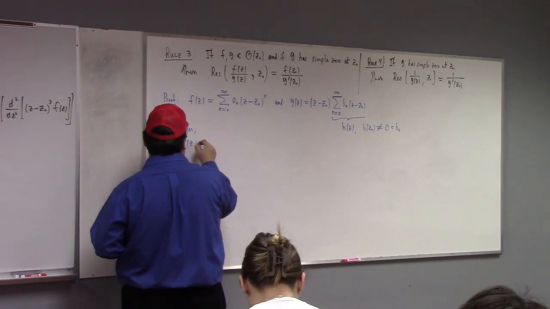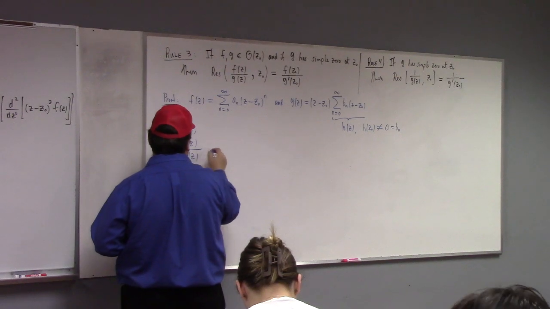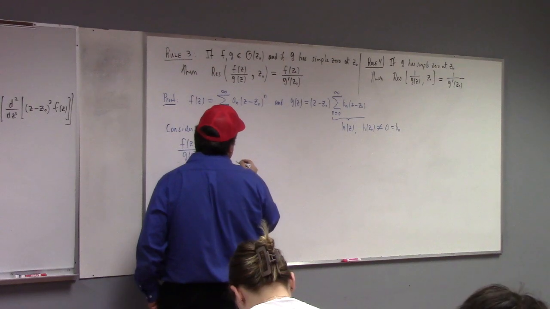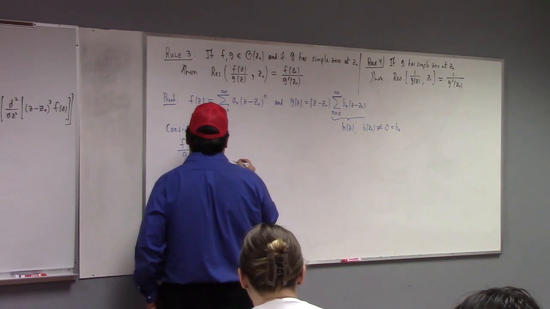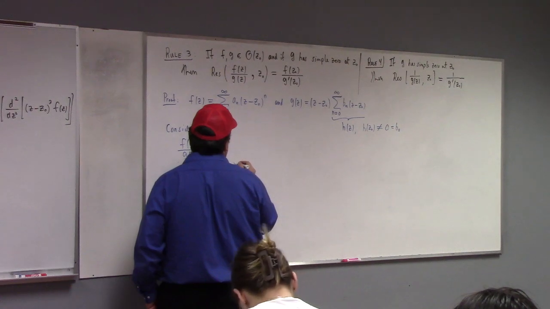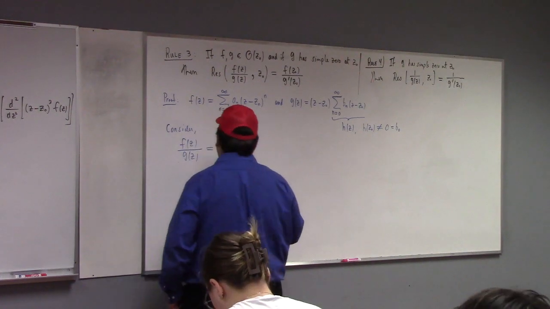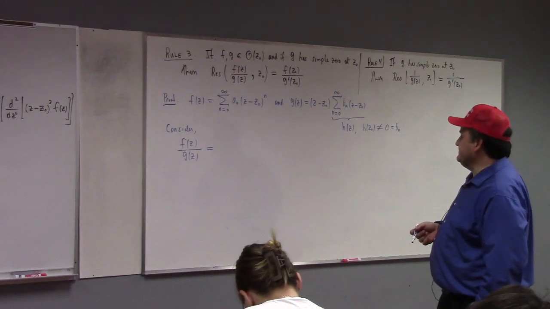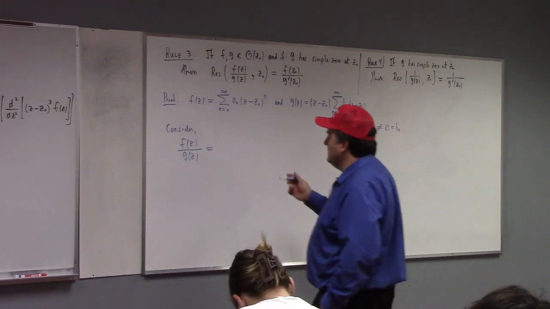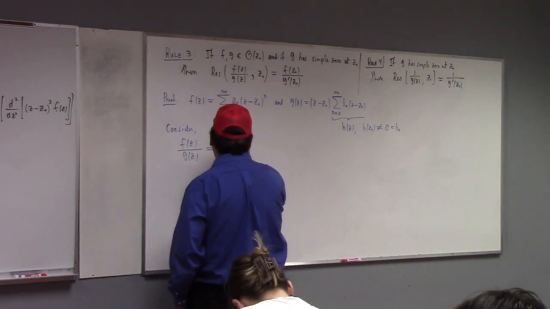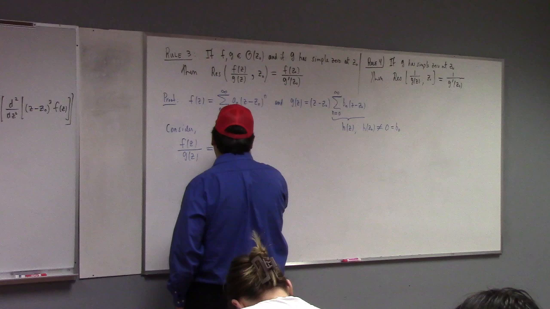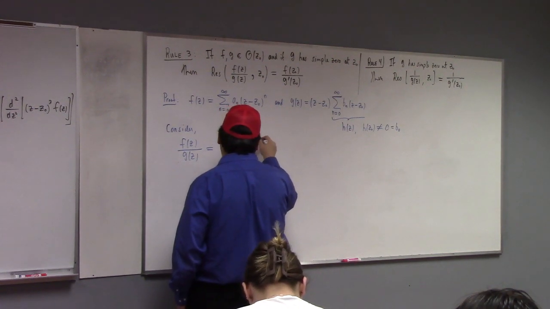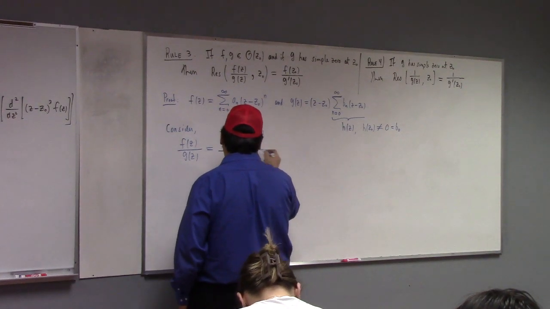f of z over g of z is equal to, well, I can write out these power series. I'm not sure it really does much more for the argument. If I had a better recollection of all the theorems we've already proved, I think there might be a shortcut here that has less writing. But I'm going to write this out.